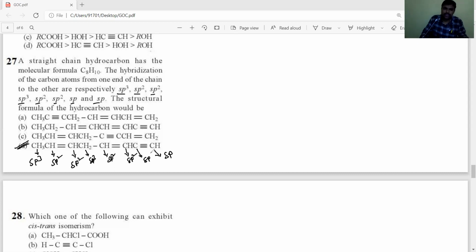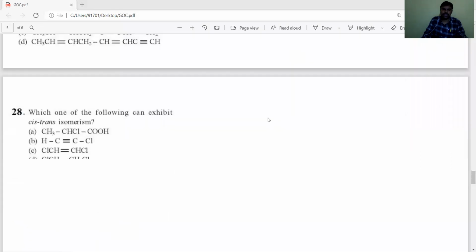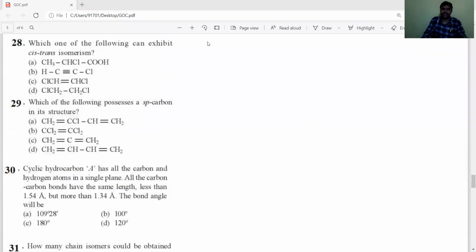Okay, this kind of question they also ask sometimes in NEET and CET examinations. Okay students, let's go to the next question. 28th question: which compound exhibits cis and trans isomerism? That is nothing but geometrical isomerism. Let's see the conditions to exhibit geometrical isomerism.